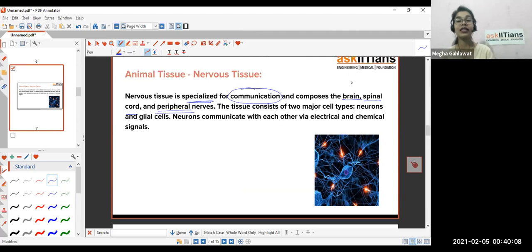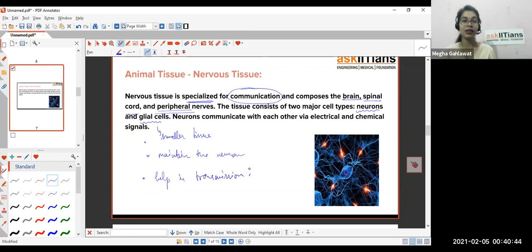Okay, and we basically have two types of nervous tissue. We have the neurons and we have the glial cells. Important thing is, neurons are the fundamental unit of the nervous system, and we'll be learning more about that, whereas the glial cells are the smaller tissues which are present in the nervous system, and their major function is to maintain the neurons, which is the actual fundamental cell. And they also help in the transmission of signal, along with the neuron. So that is what glial cells are there for.